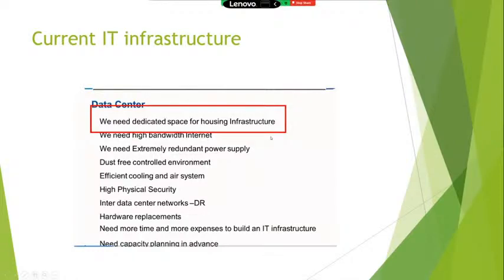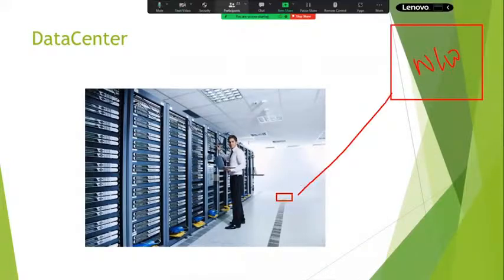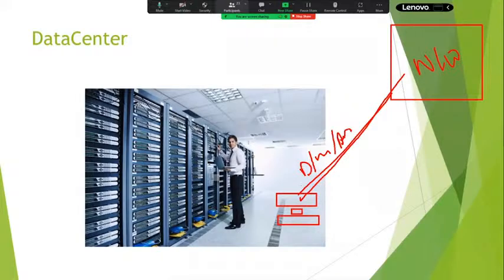Next, we need high bandwidth internet. For example, my organization's data center is in New York and I am sitting in Hyderabad. To access the data, our application information, our database, we need high bandwidth internet. That is another cost, right?